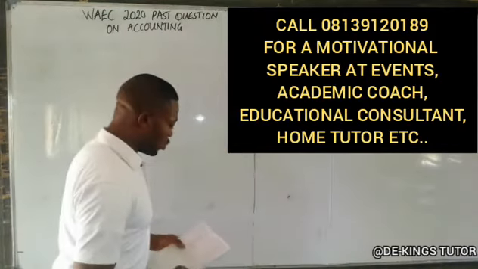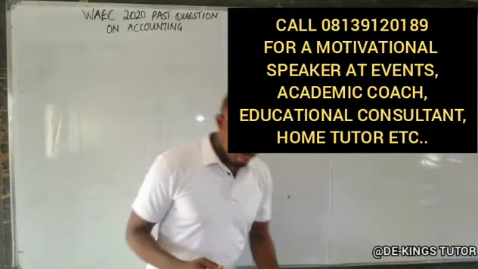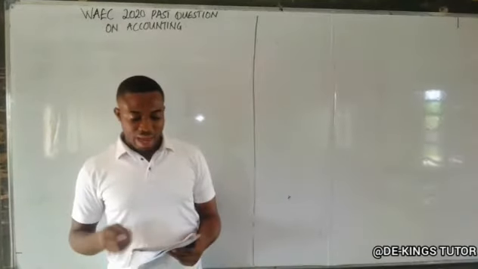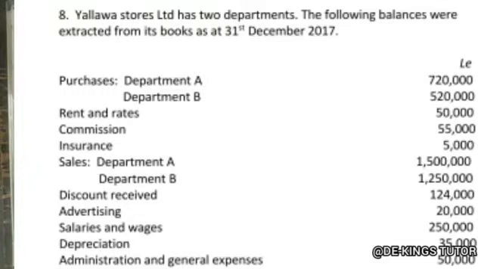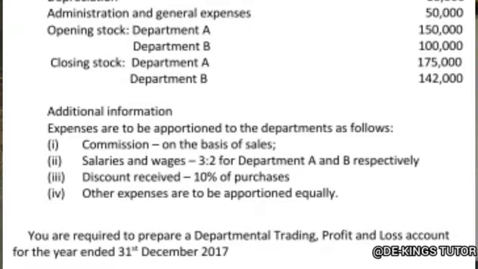Okay, now let's continue with the other question. Yalawa Stores Limited has 2 departments. The following balances were taken from each book as at 31st December 2017: purchases, Department A, Department B, rent and rates, commission, insurance, sales, Department A and Department B, discount received, advertising, salaries and wages, depreciation, administration and general expenses, opening stock, Department A, Department B, closing stock.